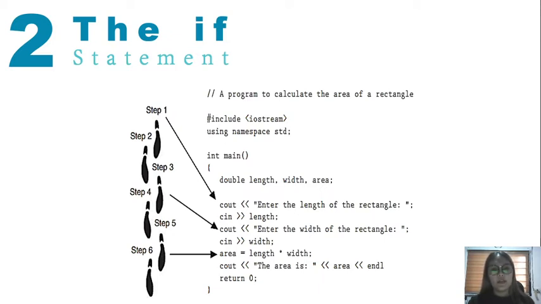So, line by line execution siya. So, cout, enter the length of the rectangle. So, magsi-cin ka na ng length. Cout, enter the width of the rectangle. Cin width. Area is equal to length, or operator tayo, area is equal to length times width. So, cout niya yung answer. So, this is the sequence structure.